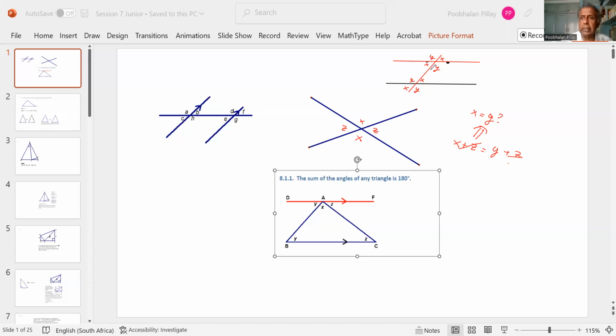Right. So these z angles are called alternate angles, and I think you know that. And so we just said that the alternate angles are equal, but we just saw now that if you look at this picture again, you will see that there is an F here.